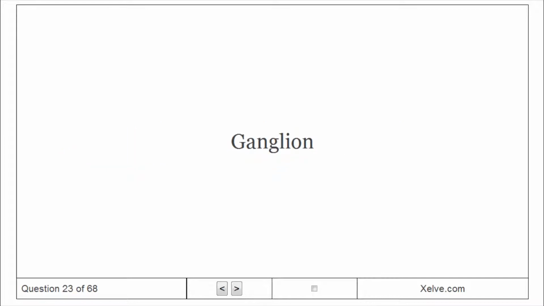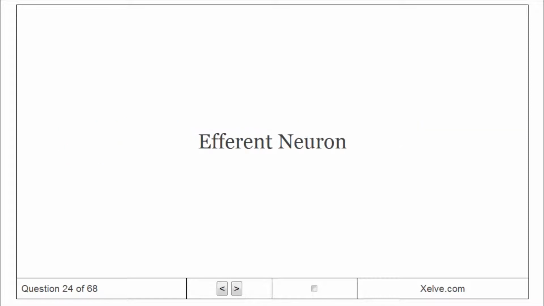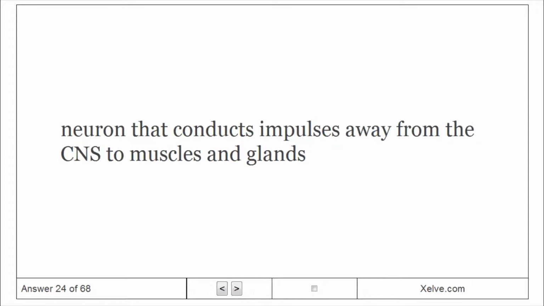Ganglion. Collection of nerve cell bodies found outside the CNS. Efferent neuron. Neuron that conducts impulses away from the CNS to muscles and glands.